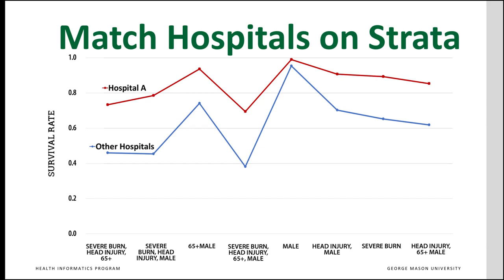The x-axis lists the strata. The strata are nominal scales composed of various combinations of patient characteristics. For example, one strata is called male, another is called head injury 65 plus and male. We can put these strata on x-axis in any order. As we will see shortly, it is best to order the strata using overall survival rate.